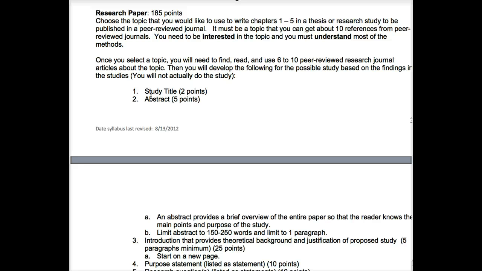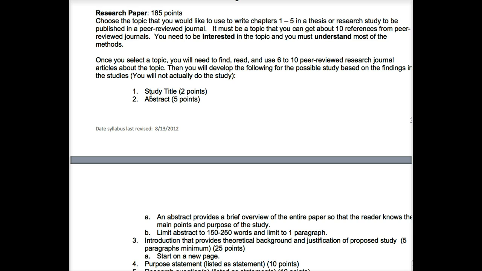So what you're going to do is choose a topic that you would like to find something out about. You want to learn something new. You should pick something that's of interest to you, because you're going to spend a lot of time on this assignment. You're going to read a lot of journal articles. You're going to do writing of this paper. It's a pretty significant paper.